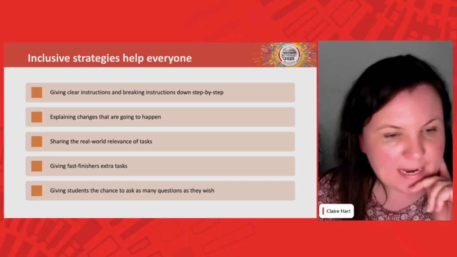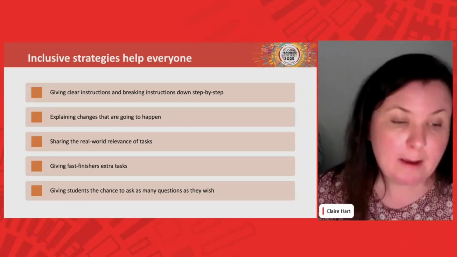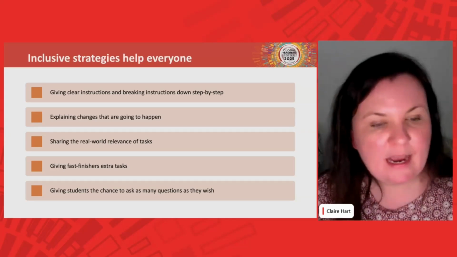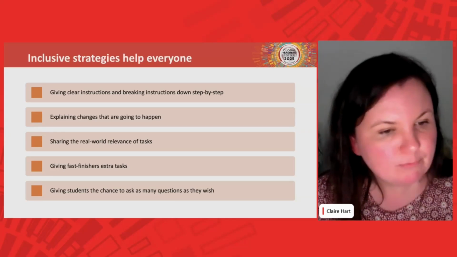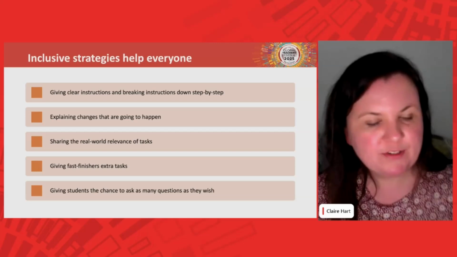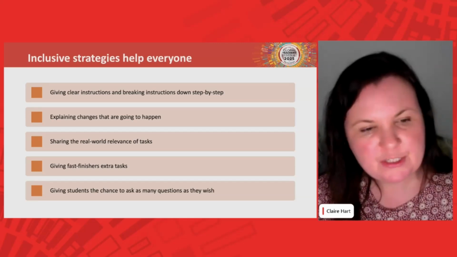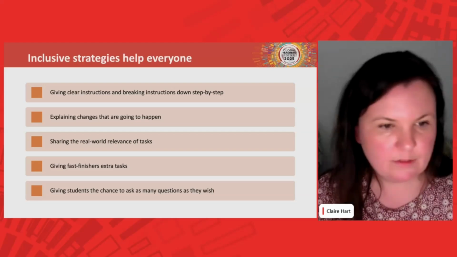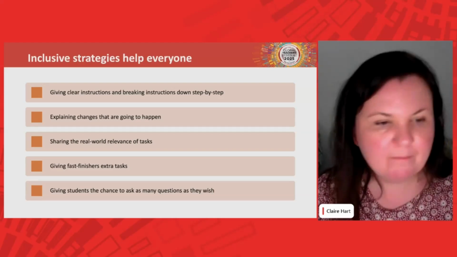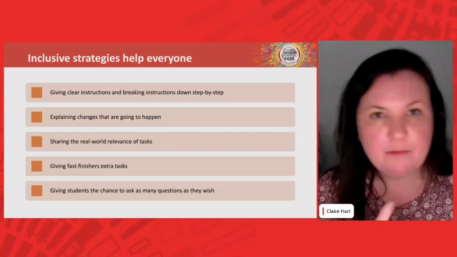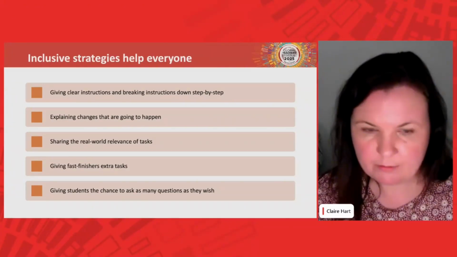Neurodiverse learners may take a lot of time to complete tasks because they have this kind of perfectionist trait, which makes them want to just keep going until everything is perfect. But they also often finish tasks very quickly, so they need extra tasks. But giving fast finishers extra tasks is also a principle of language teaching, right?